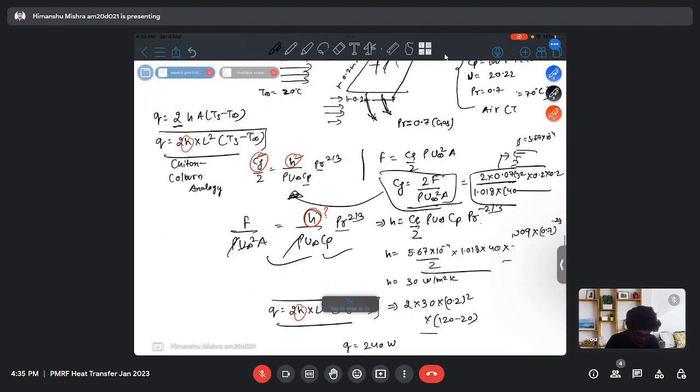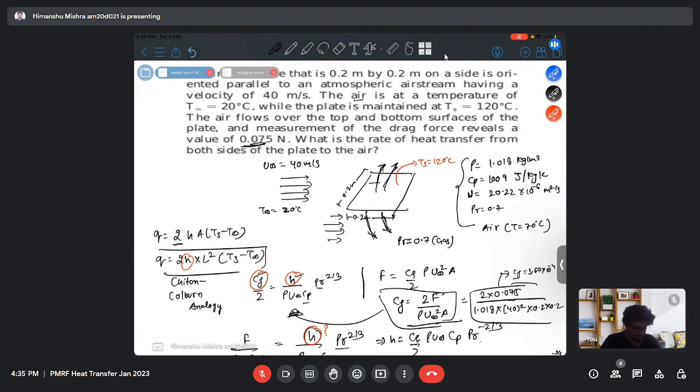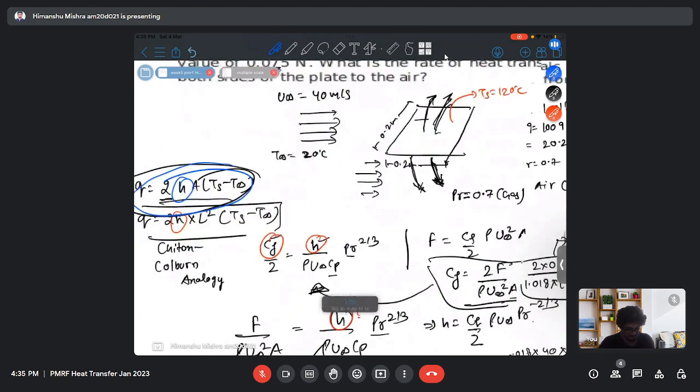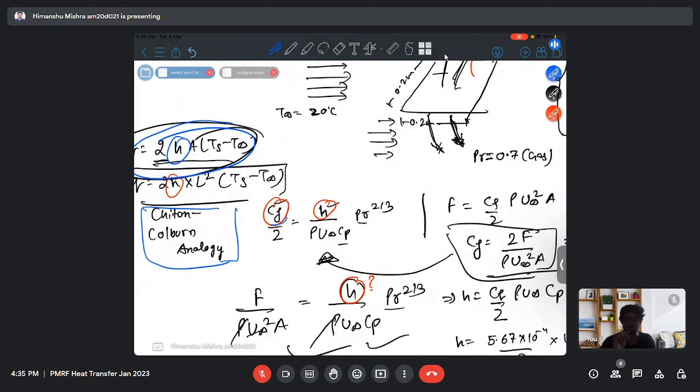So here we have been given a plate, and this question says there is heat transfer from the upper side of the plate as well as from the lower side of the plate. To find the heat transfer, we know that we need to use Newton's law of cooling. But the major task is to find the heat transfer coefficient, and in the question it is given that the drag force is 0.075 and we have air here. So we use the Chilton Colburn analogy and we equate the drag force coefficient with the heat transfer coefficient.